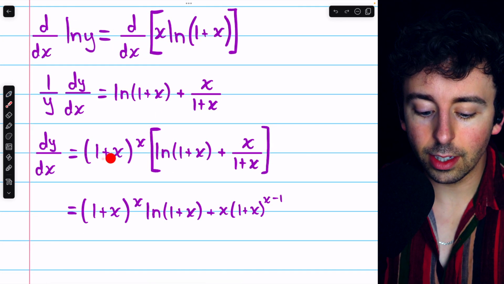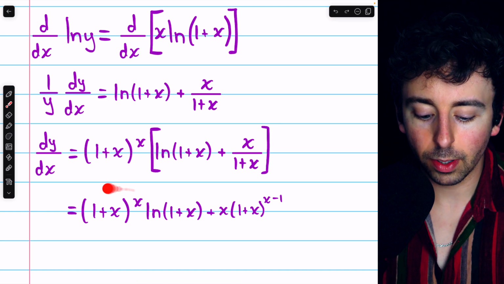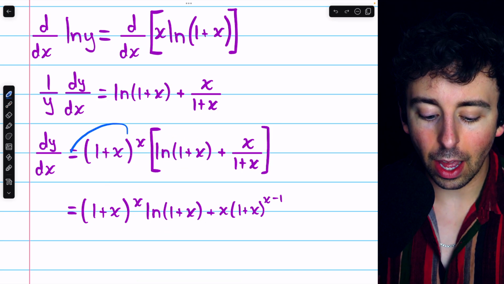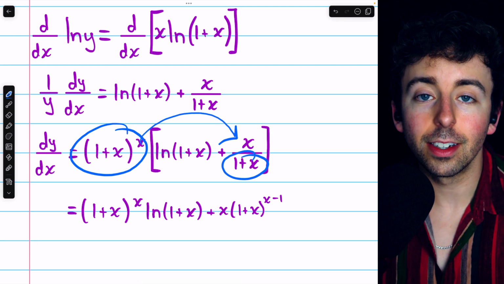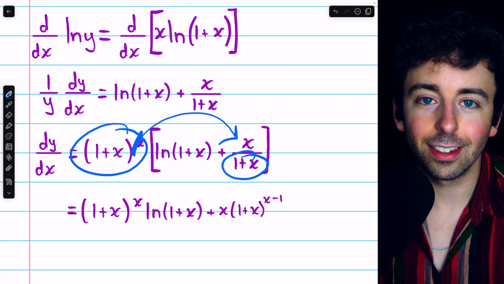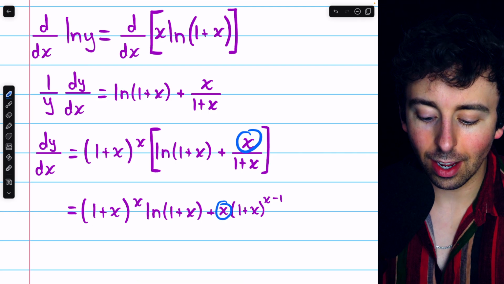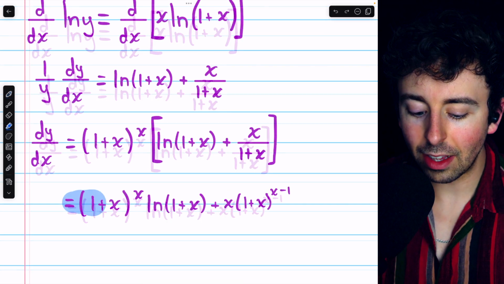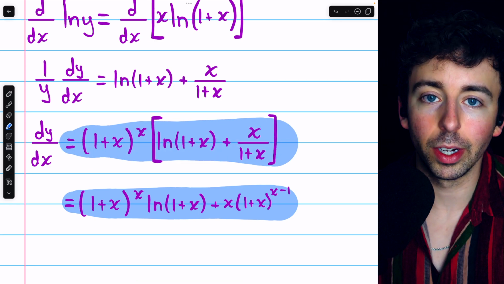You may be content to leave your answer like that, but we could also distribute and have (1 + x)^x times ln of (1 + x), and then when we multiply (1 + x)^x over here, there's actually a (1 + x) in the denominator to cancel out one of the factors of (1 + x) in the numerator. And so that would simplify to just x times (1 + x)^(x-1). So that's your answer, or that's your answer. They're both pretty ugly, but you may prefer one to the other.